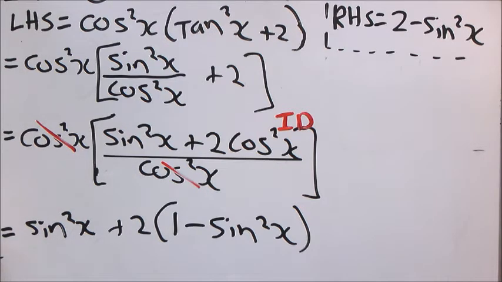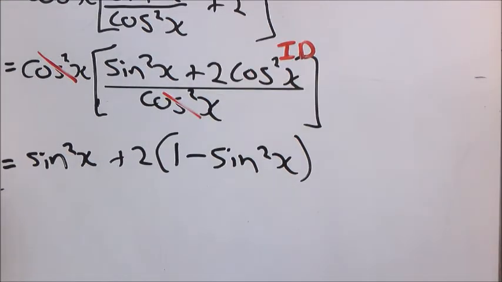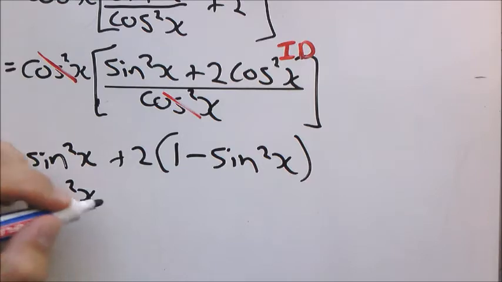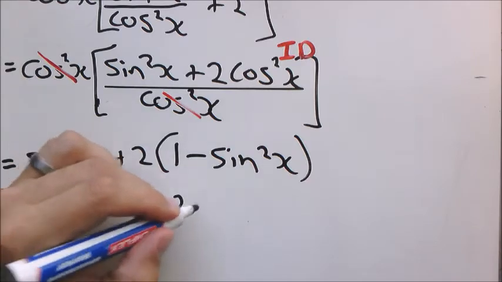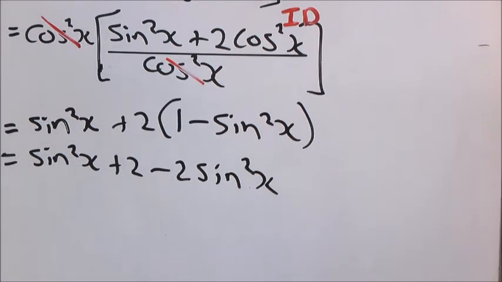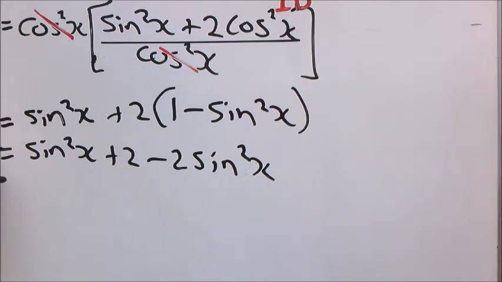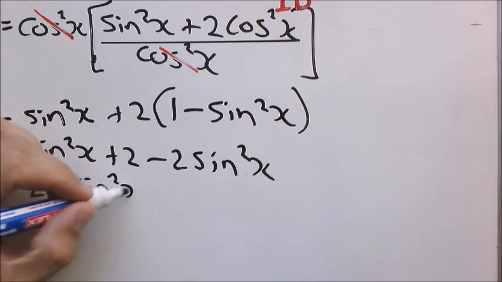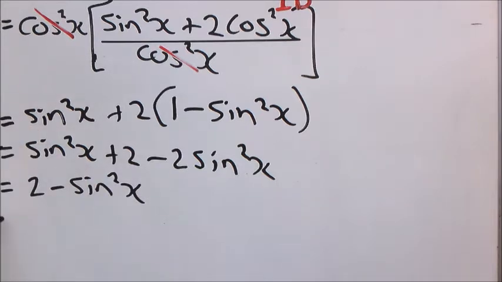Let's multiply the 2 into the bracket, and then simplify. Sine squared x minus 2 sine squared x is just a minus sine squared x, and that is equal to our right hand side.